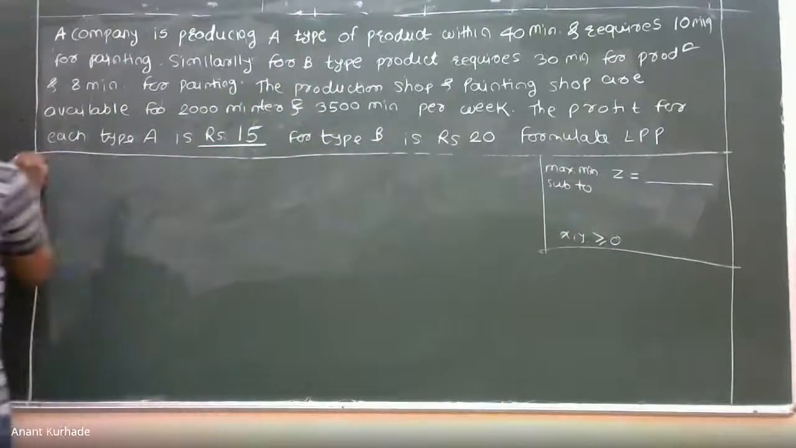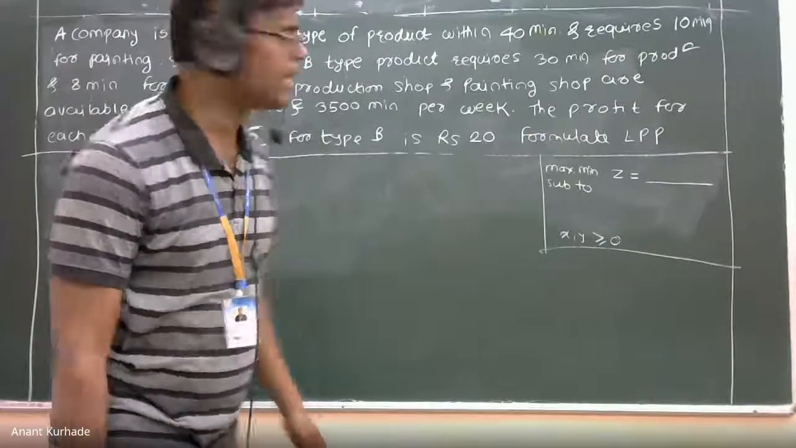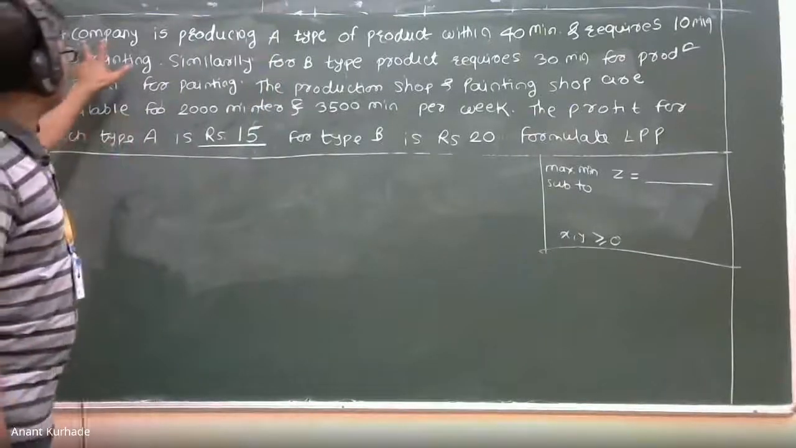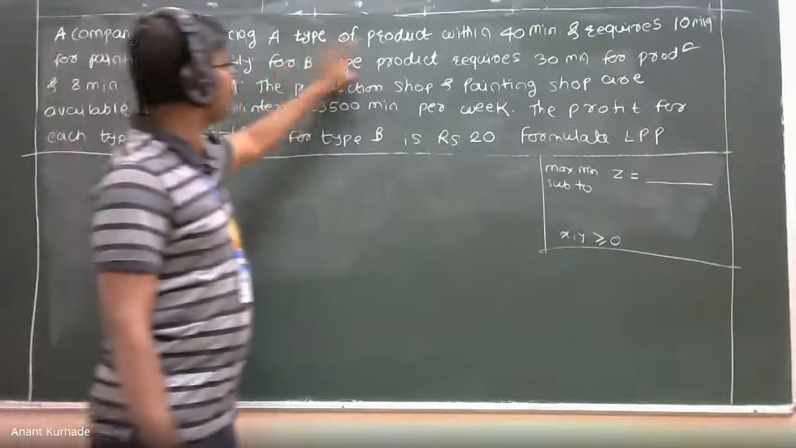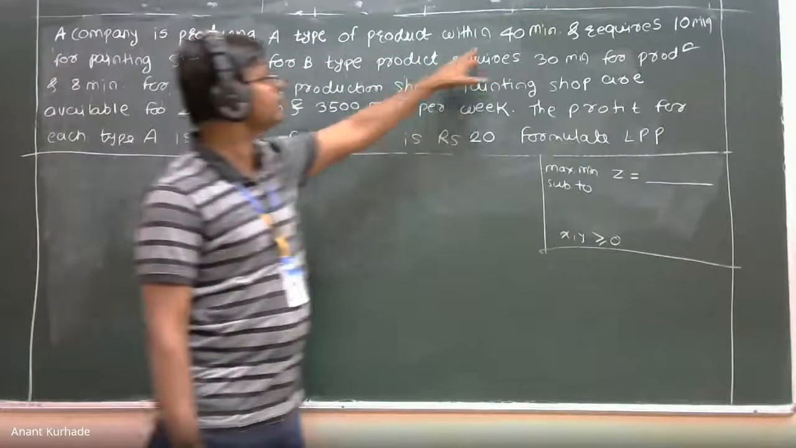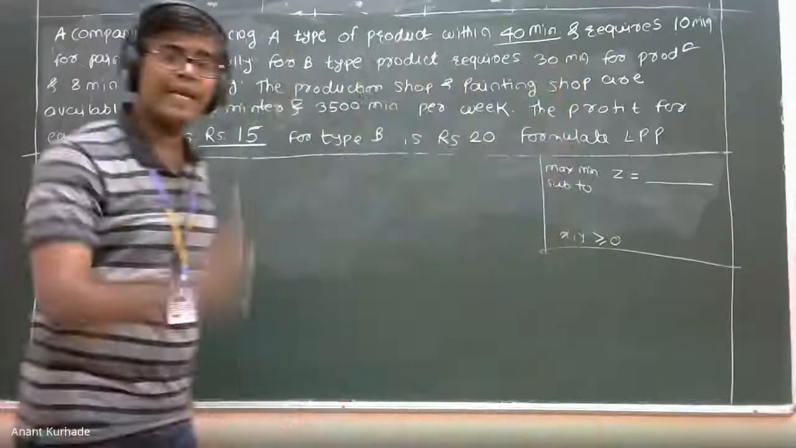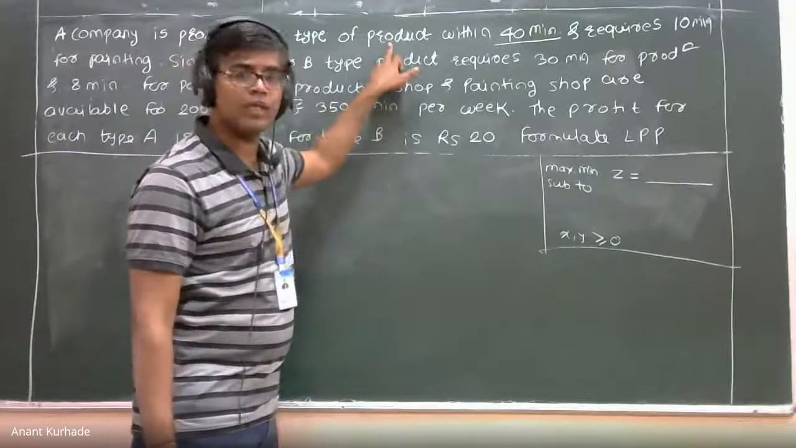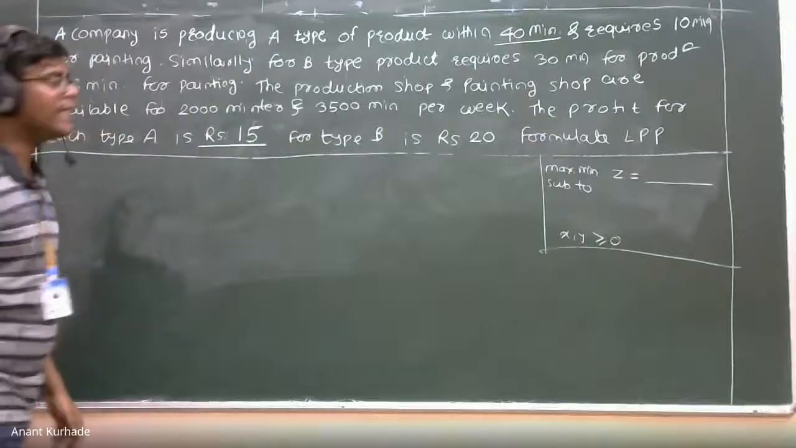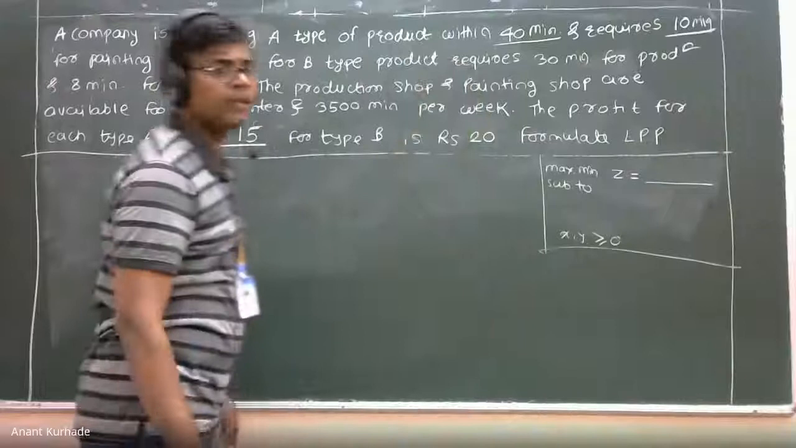Now see, read this problem carefully. Yes, please try to understand this. Again, read this problem. A company is producing A type product within 40 minutes. Underline this: 40 minutes required for A type product for production, and requires 10 minutes for painting. Underline this number, 10 minutes for painting.